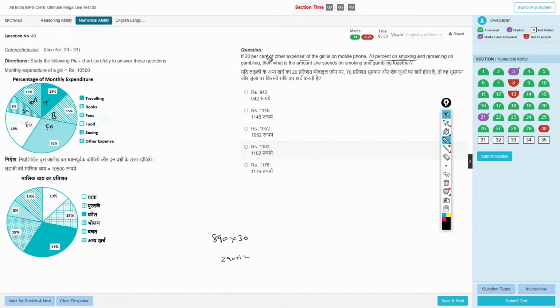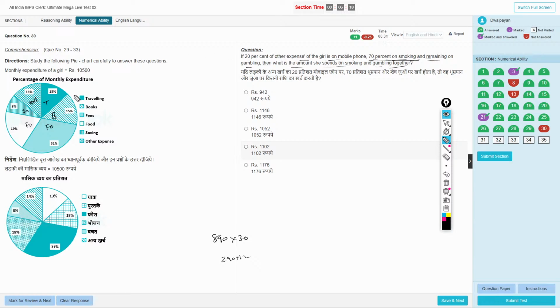If 20% of other expenses of the girls is on mobile, 70% on smoking, why would they give something like that? And the remaining gambling, what kind of a person is this? Spent on smoking and gambling together. Smoking and gambling together, right? So 80%, multiple of 8. Is there many multiple of 8? Okay, let's just calculate it.